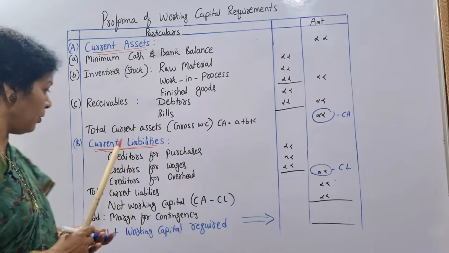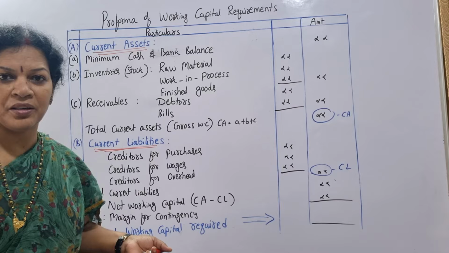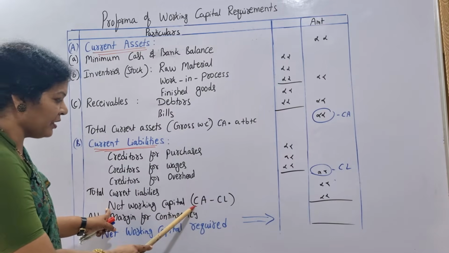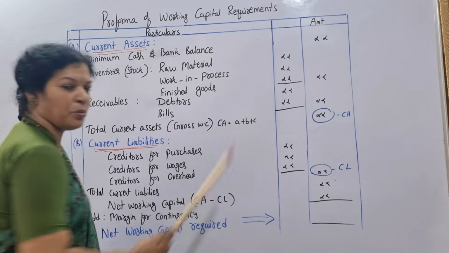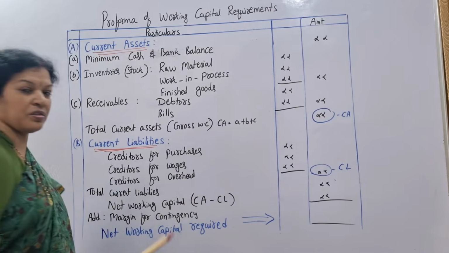Okay. Now, current assets minus current liabilities gives net working capital. This is what we are doing in the next step. Net working capital is current assets minus current liabilities. This minus this is net working capital.